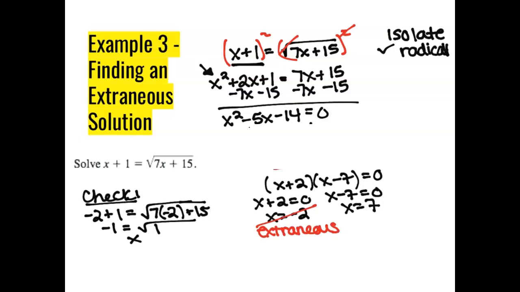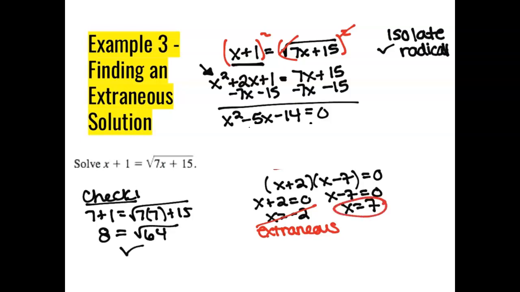If I plug that back in to the original problem, I have 7 plus 1 equals the square root of 7 times 7 plus 15. That's 8 equals the square root of 64, which is true, and that means that x equals 7 is my only solution for this problem.